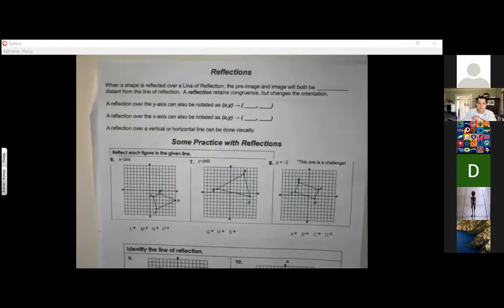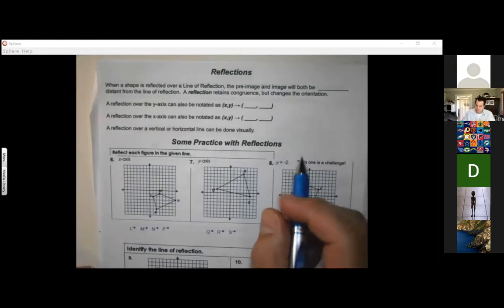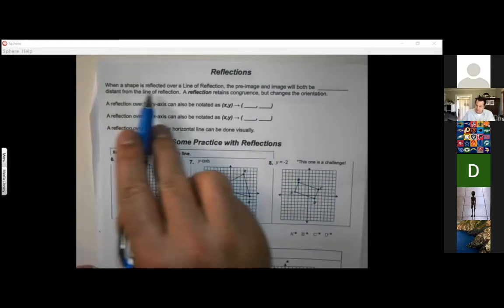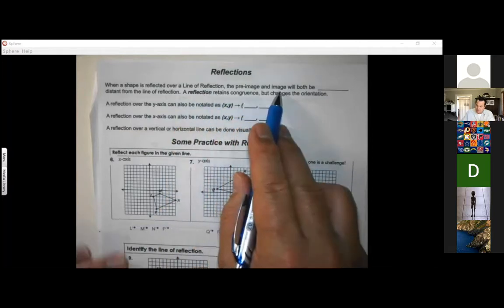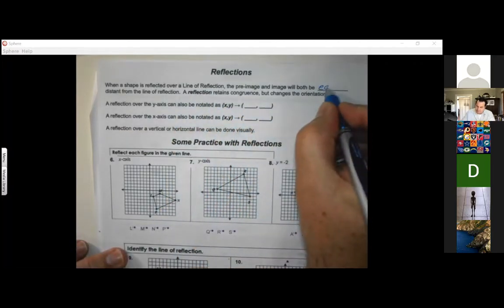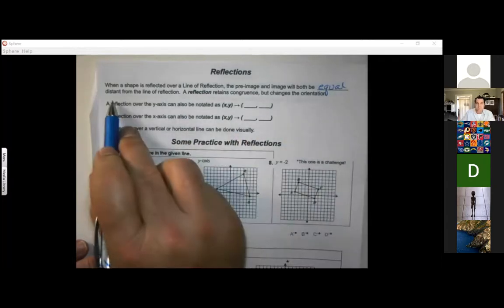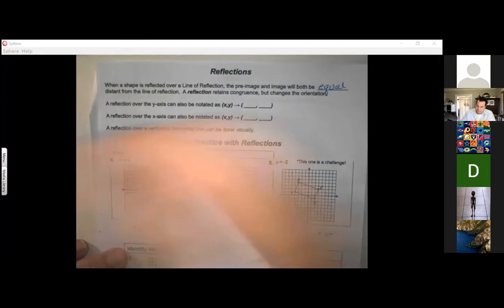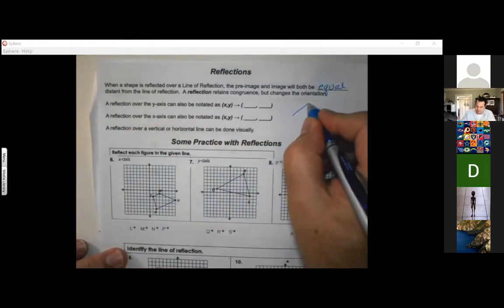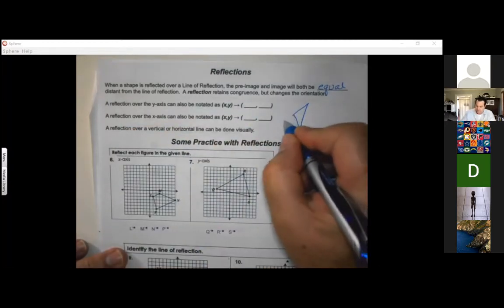Okay. The second transformation we're doing is called reflections. And this is like the mirror. When a shape is reflected over a line of reflection, the pre-image and the image will both be equal distance from the line of reflection. The reflection retains congruence, but changes the orientation.